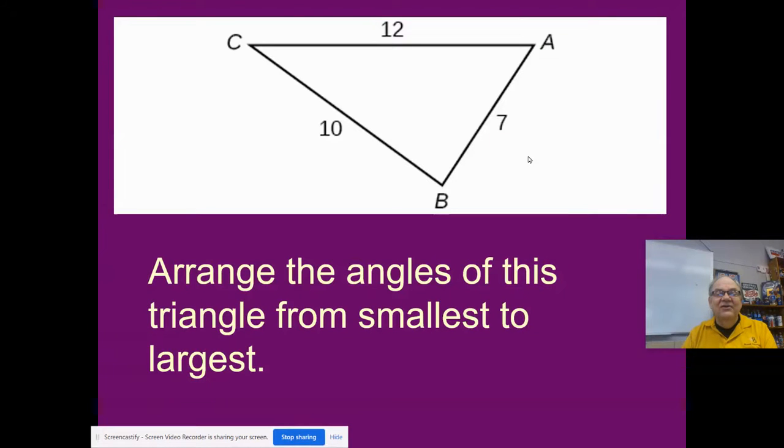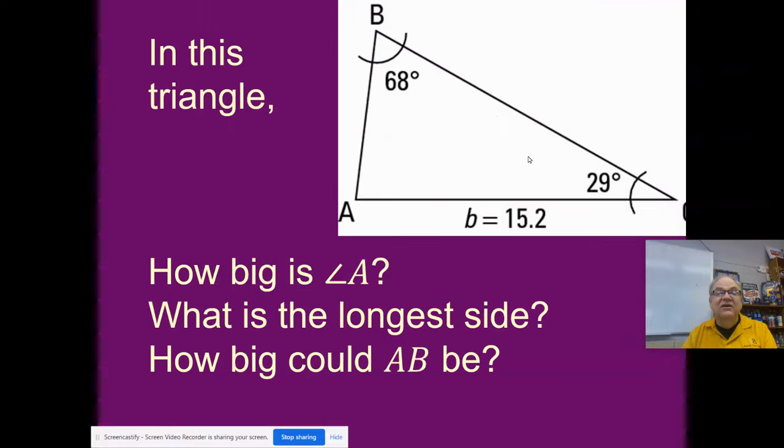So it says here, arrange these angles from smallest to largest. Well, I know that the shortest side of the triangle is 7, so the smallest angle must be across from there, and that's going to be C. The next side is 10, across from there is A, and the biggest side is 12, across from there is B, so it's going to go CAB.